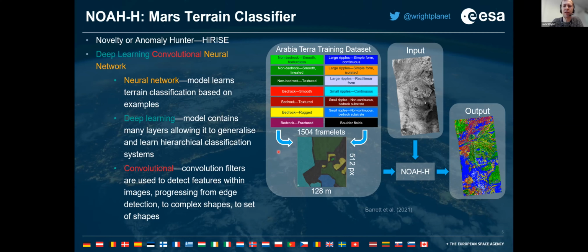This is the training data set. So human geomorphologists looked at the landing sites in Arabia Terra and decided that there were these 14 important terrain classes that needed to be distinguished by the machine learning algorithm. And in order to train the algorithm, they used these framelets. So these are small subsections of HiRISE images, 128 meters across or 512 pixels across. And the human geomorphic expert would map these manually, in a process called labeling, and would label the pixels in each framelet according to what class is present.